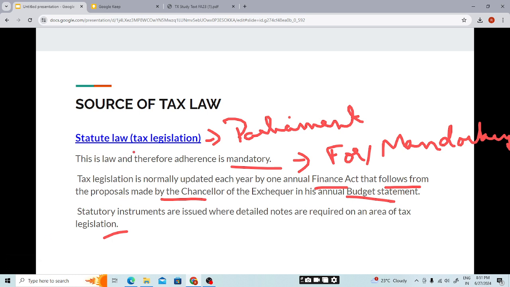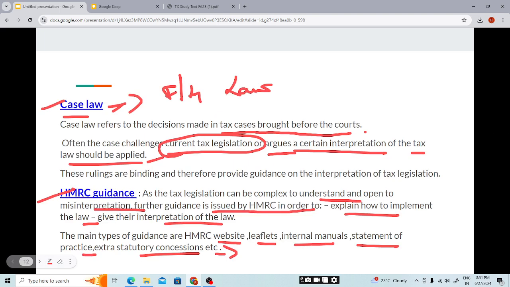First is the statute law, that is tax legislation, which the parliament or the Finance Act brings every year, annually, by the finance minister of that country. The statutory instruments are issued, and the notes and all the PDFs will be provided by the legislation on the UK government website. Then case laws and the HMRC guidance.